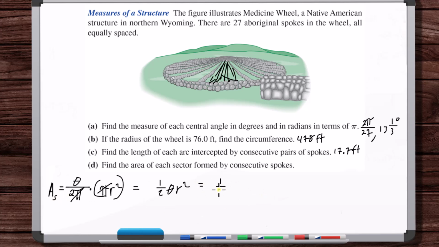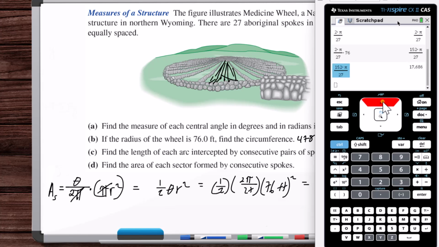Okay, we're in radians, so we know the angle in each of the sectors is 2 pi over 27, and the radius is 76 feet. So we're going to get an area in square feet. 2 pi over 27 divided by 2 is pi over 27, times 76 squared. About 672 square feet.